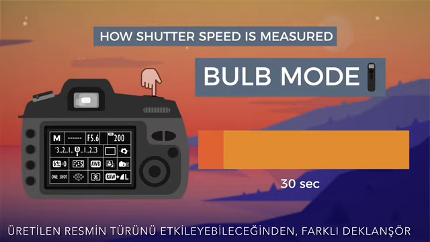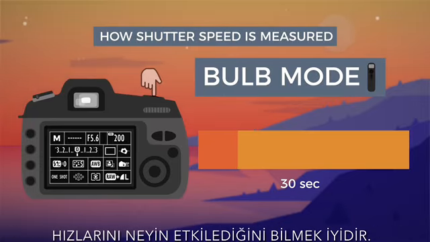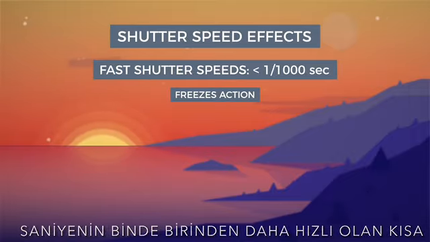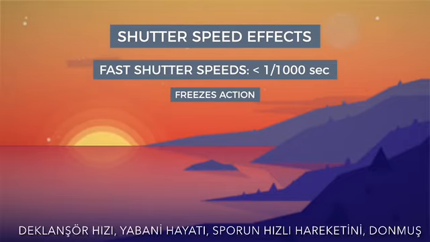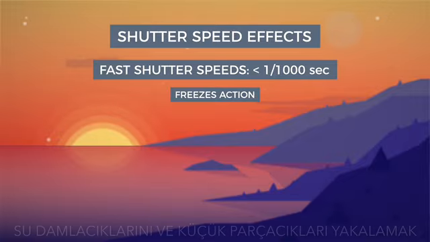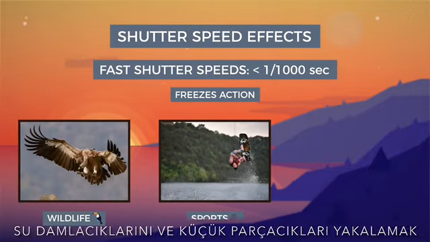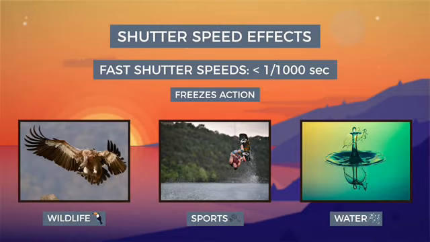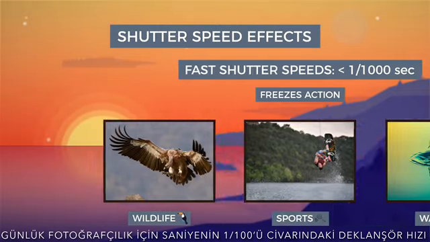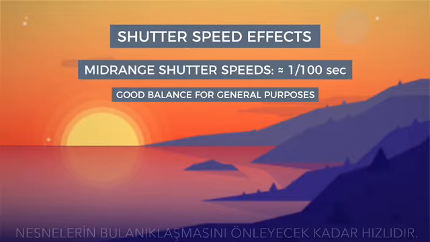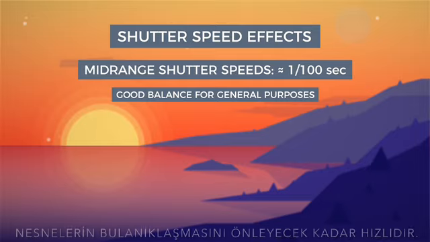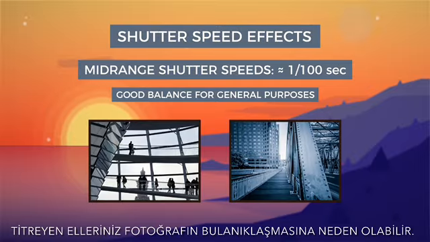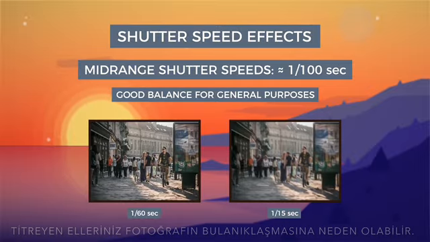It's good to know what effects different shutter speeds have, as it can affect the type of picture produced. Short shutter speeds, often quicker than 1/1000th of a second, are fast enough to capture the fast movement of wildlife and sports, and freeze water droplets and small particles. For everyday photography, shutter speeds around 1/100th of a second are fast enough to keep subjects from blurring. If you're shooting handheld, longer shutter speeds may also cause your shaky hands to blur the photo.